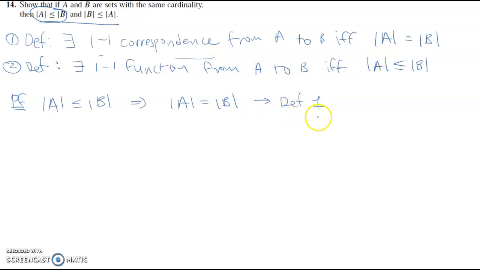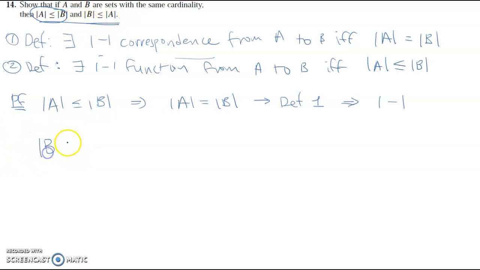So using the first definition, by the definition of one-to-one correspondence, this also means that F is a one-to-one function from A to B. So one-to-one is satisfied just using the definition of the first one. All right, so I think we were able to prove this. Now let's go to the second part.